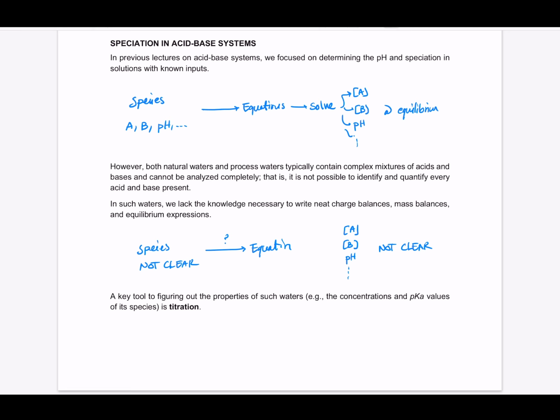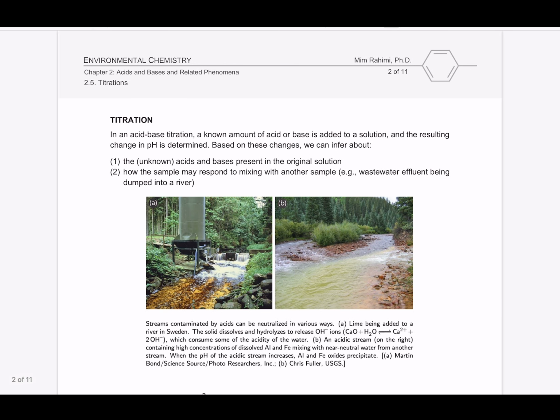So titration, I think we highlighted the importance. This is to figure out the properties of water, such as the concentration and pKa, without knowing the species. We use the titration technique. Generally speaking, titration is basically mixing something that is known to something that is unknown. That's the general concept.